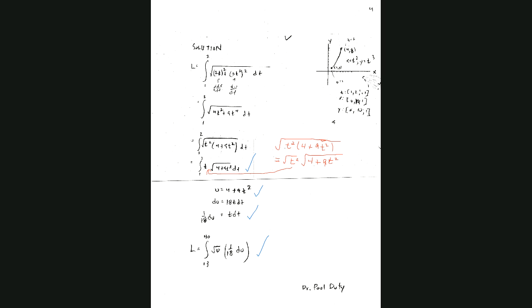And of course, the 40, that just comes by taking 4 plus 9 times 2 squared.